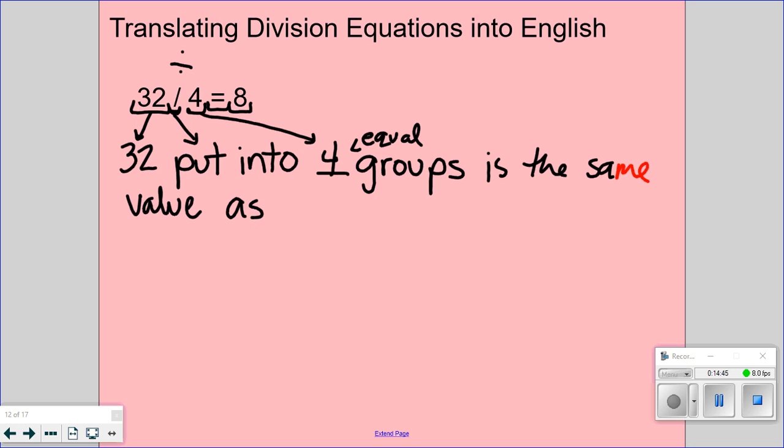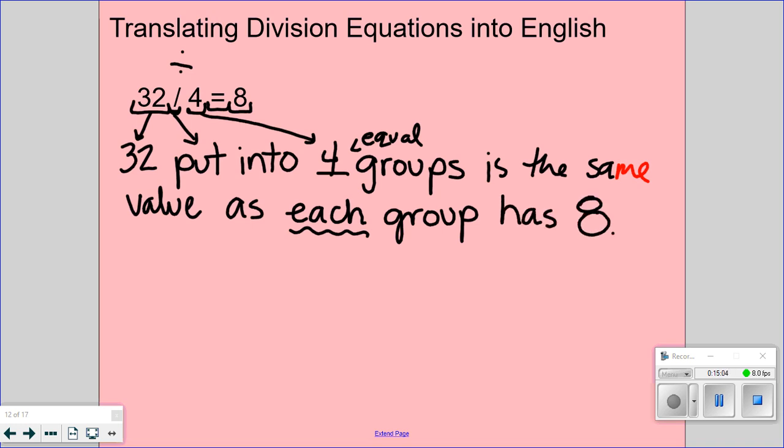Each group has 8. If I have 32 put into 4 groups, that's the same value as each group having 8. We talked about how that word yesterday, each, was really important. Each group has 8. When I am taking 32 things and putting them into 4 groups, that's worth the same as each of those groups having 8 in them. That's what division means.